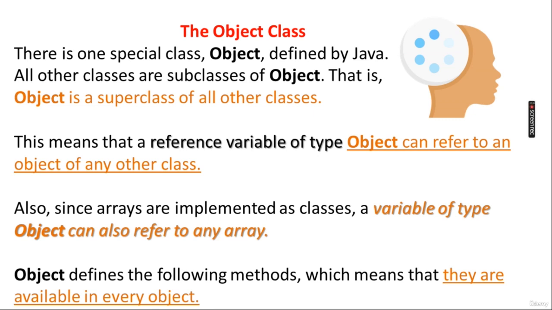And when you are creating a reference variable of type Object, it can refer to an object of any other class. Also, since arrays are implemented as classes, a variable of type Object can also refer to any array. Arrays are implemented as classes. It's a very important line. A variable of type Object can also refer to an array, because an array is also a class. Object defines the following methods, which means they are available in every object. So the following Object methods we are going to see will be available for every object. Every object can use those methods.